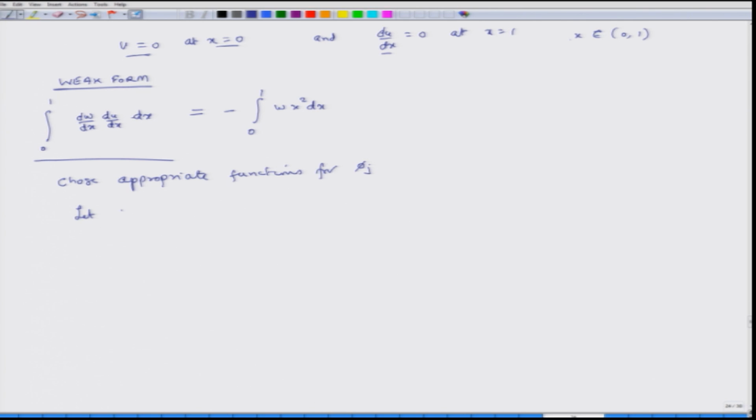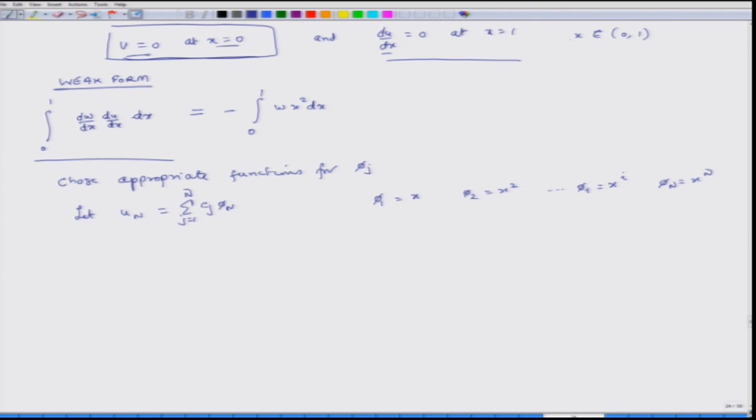So, let u n is equal to sum of C j phi j, suppose this is an n term solution, and what kind of an approximation function do we choose which ensures that its variation is 0 at x is equal to 0, but its value should not be 0 at x is equal to 1. Okay. So, we can choose phi 1 is equal to x, phi 2 is equal to x square, phi i is equal to x to the power of i, and phi n is equal to x to the power of n. So, the derivative phi i prime will be equal to i times x to the power of i minus 1.